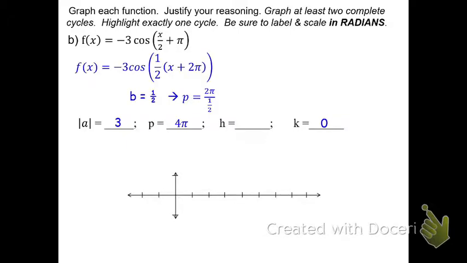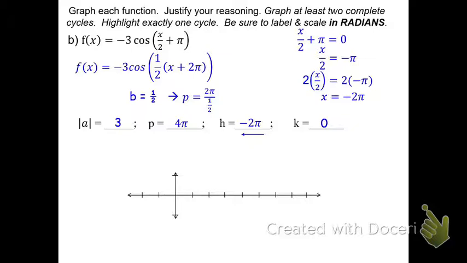If I divide by half, I would get half times the quantity x plus 2 pi. Or, if I solve it, I can get x over 2 plus pi equals 0, subtract pi from both sides, multiply both sides by 2, and you'll get the same answer of x equals negative 2 pi. We're shifting to the left negative 2 pi. Because we're shifting to the left, I need to actually have some room on the left.